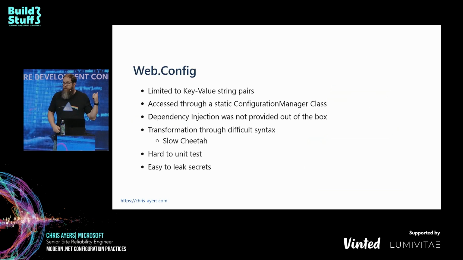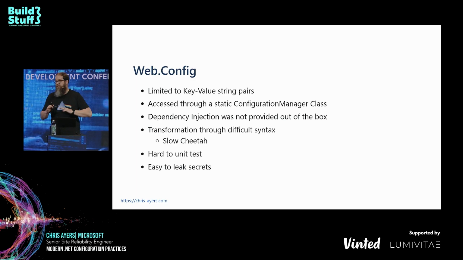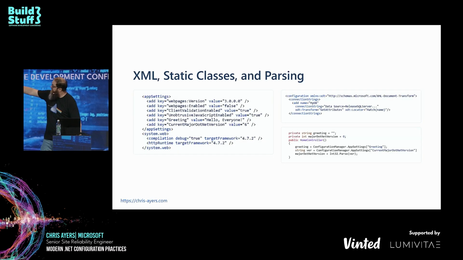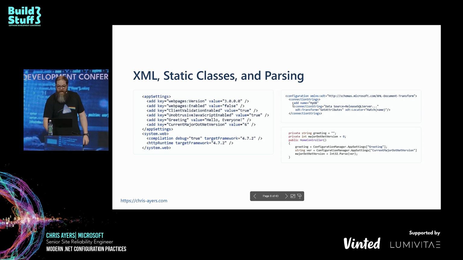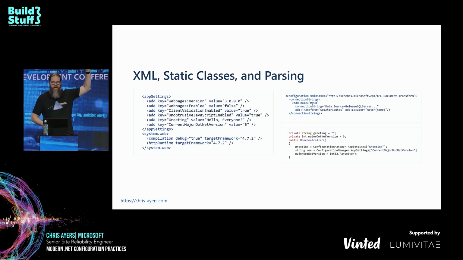And so when we dealt with Framework, for those of you who didn't, we had key value pairs. We had this static configuration manager class. Dependency injection wasn't part of the equation at all. We had this kind of difficult syntax, XDT, and we used SlowCheetah. Unit testing was hard. We had this stuff with the various keys we would add, and we would do this XDT transform to try to change them between environments. It was a nightmare. Anyone remember this? Did anyone feel this pain? You hated it, right? Yeah.